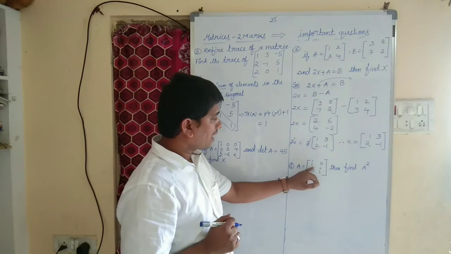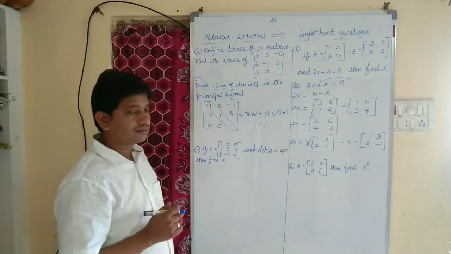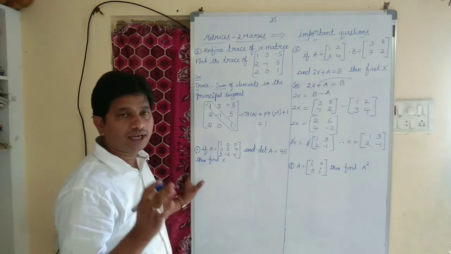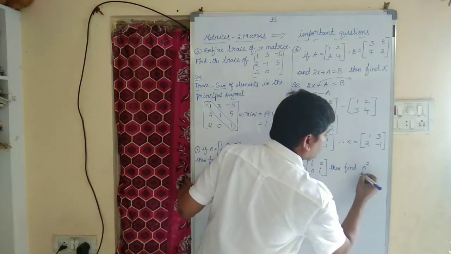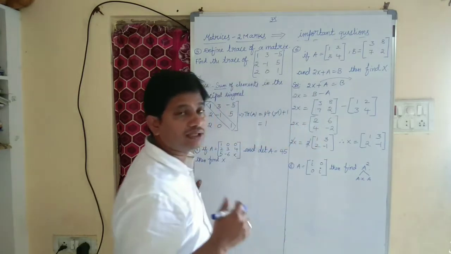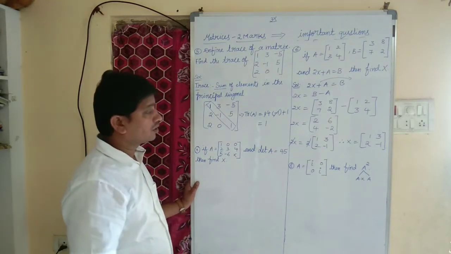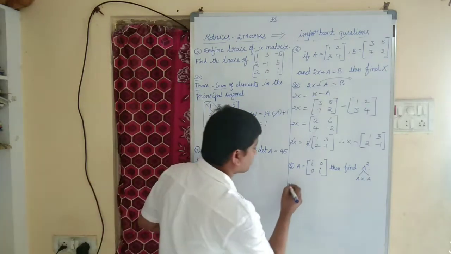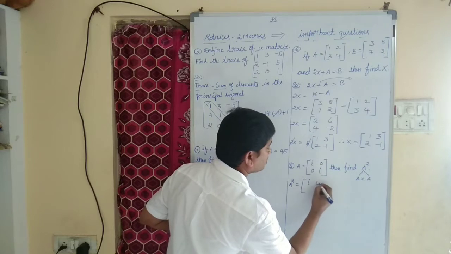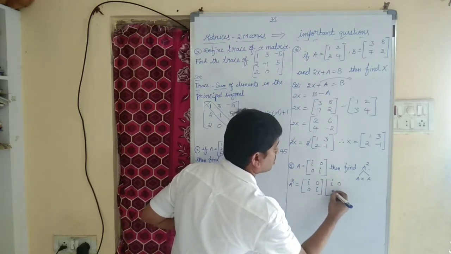Now coming to 8th question. A equal to i, 0, 0, i. Then find A square. Children, do you know what do you mean by A square? A square is nothing but A into A, right? The same number is multiplied by itself twice, then we call it as a square number. So we have to find out A square. A square is nothing but A into A. A is given i, 0, 0, i into again i, 0, 0, i.